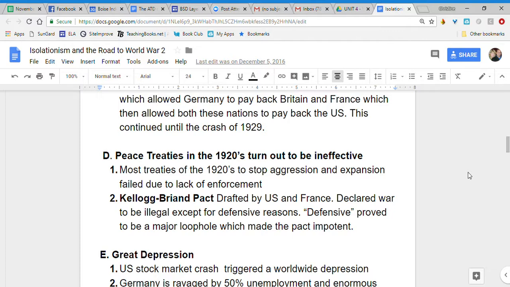Next, you had the Kellogg-Briand Pact. That was the United States Senate, and it was between the United States and France. And it declared war to be illegal. Oh, that sounds so nice. We're going to make war illegal except for defensive reasons. Defensive proved to be a major loophole. What's defensive? The fact that you aren't letting me have my water and I'm being stopped from being able to have my full potential. I have to therefore go to war against you. I mean, anything and everything will be justified as being defensive. It's a fantasy land.